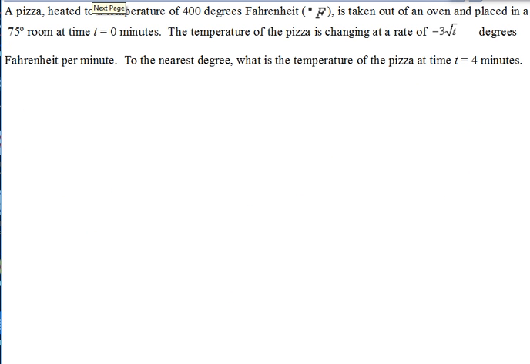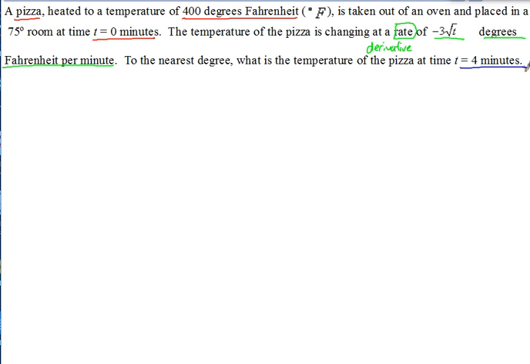All right, let's take a look at another applied problem here. This one says a pizza heated to a temperature of 400 degrees Fahrenheit is taken out of an oven and placed in a 75-degree room at time 0 minutes. The temperature of this pizza is changing at a rate, so again, that's another word for the derivative, of -3 square root of t, and the units are degrees Fahrenheit per minute. To the nearest degree, what's the temperature of the pizza at time 4?